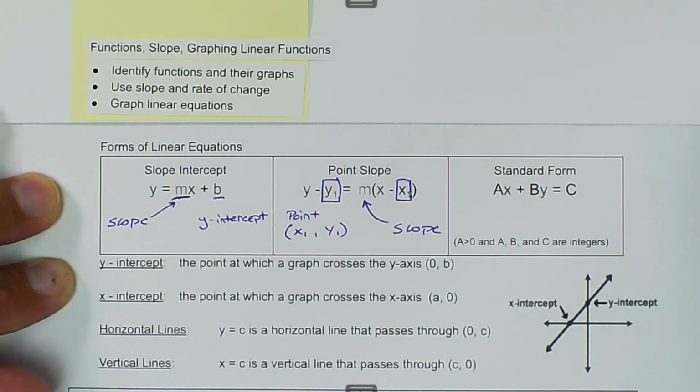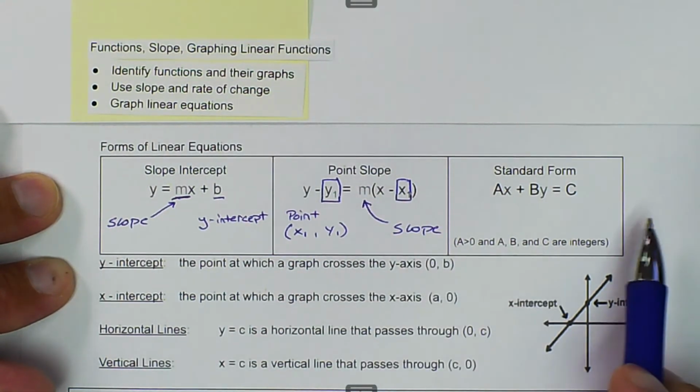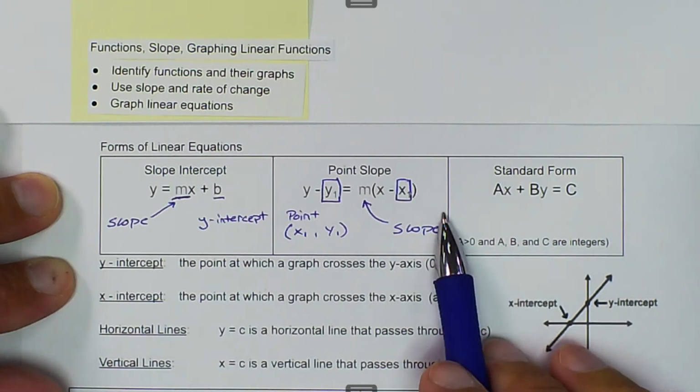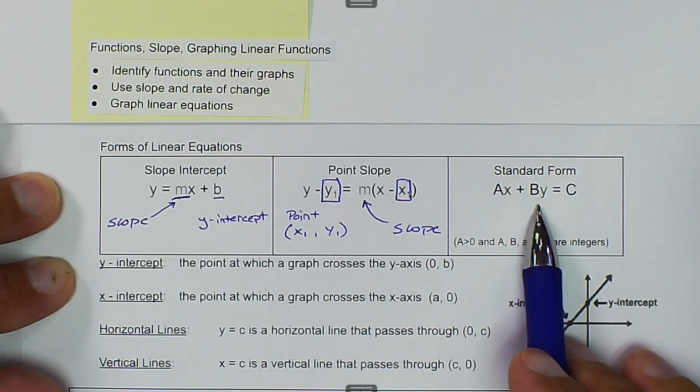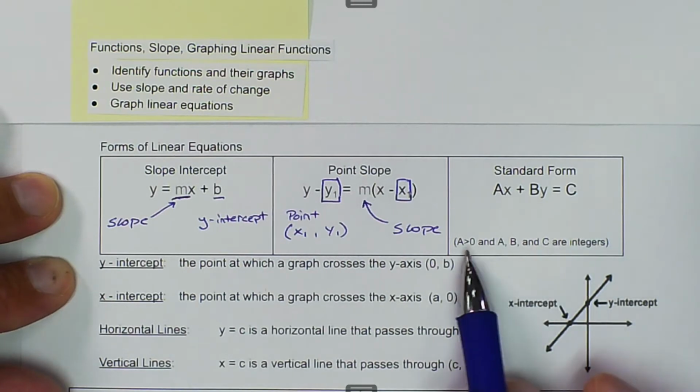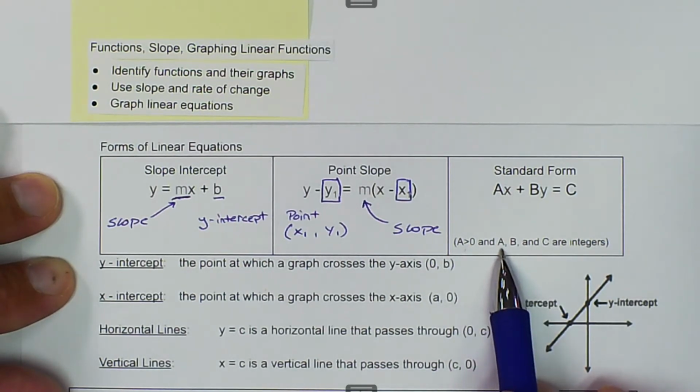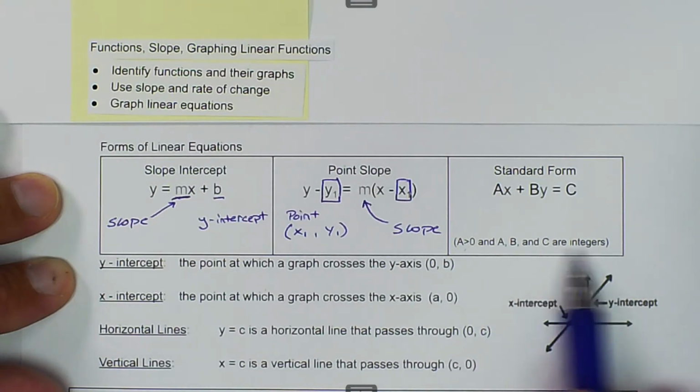And then the last form, we have the standard form, and that's when we have both variables on the same side of the equation equal to some constant. So a has to be greater than 0, and a, b, and c are integers.